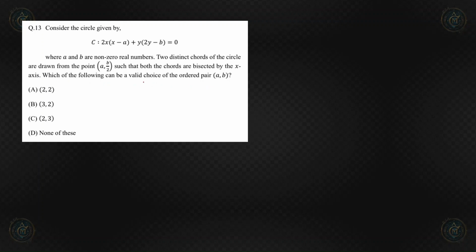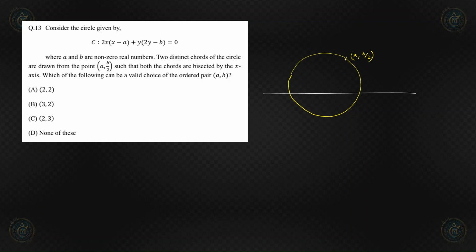ठीक है. अब देखो, ये जो पॉइंट है जिसमें से ये कॉर्ड पास कर रहे हैं, this point lies on this circle, right? Because here if we put x equal to a and y equal to b by 2, this vanishes. That means if we try to draw the diagram here, let's say this is our circle, and this point is (a, b/2). And the x-axis is like this, for example.